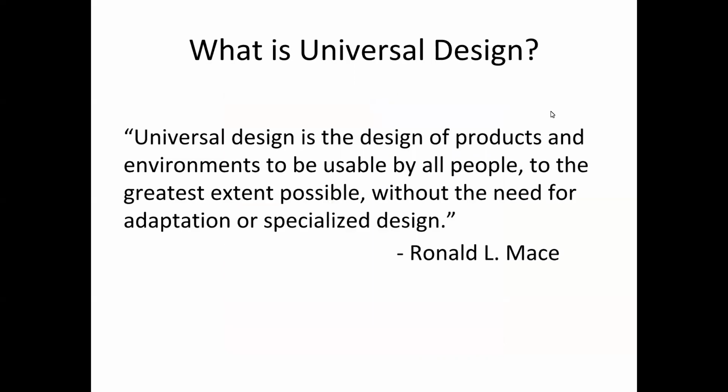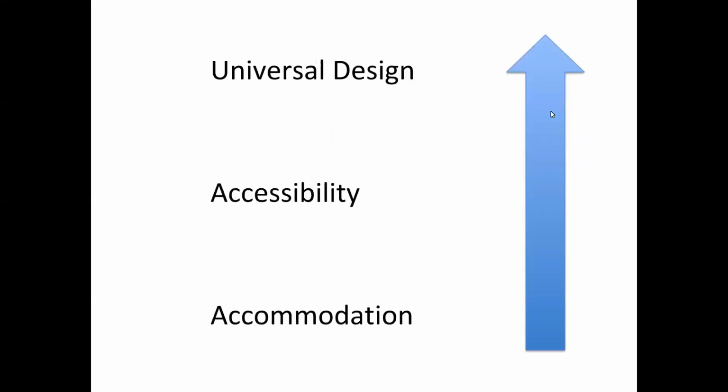So then what is universal design? Developed by Ronald L. Mace, a designer and architect, universal design is the design of products and environments to be usable by all people to the greatest extent possible, without the need for adaptation or specialized design. So the idea is, rather than accommodating someone's needs by coming up with a separate solution, you instead try to create an initial solution that is available to everyone equally.